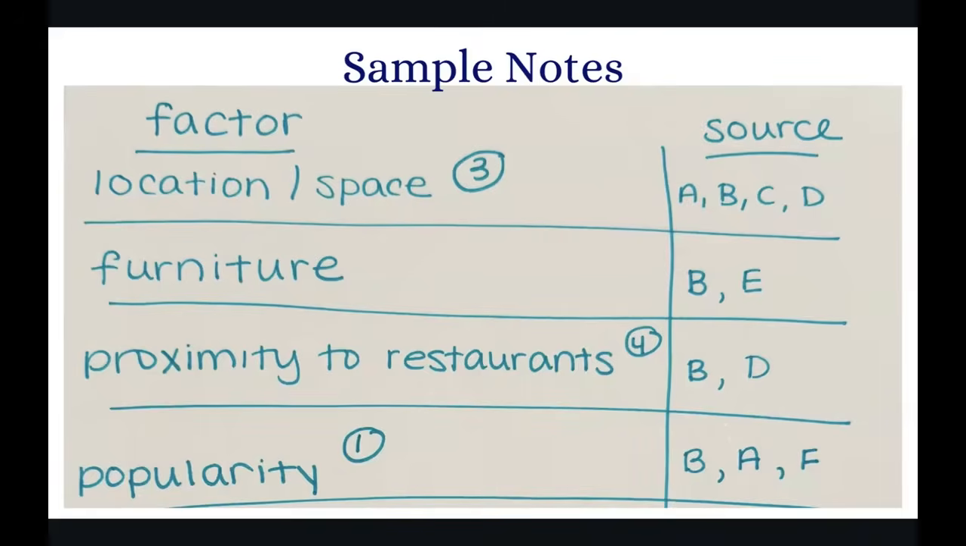Sometimes as you're making your list, you might realize a factor later on, and then you could go back and say, oh, wait a minute, this other source did that too. So for instance, popularity, you'll notice it says BAF. That's because when we were looking at it, initially we didn't consider popularity a factor when we were looking at A, but then when we got to B, we realized, oh, wait, it is a factor in B, and it kind of does relate a little bit to A.